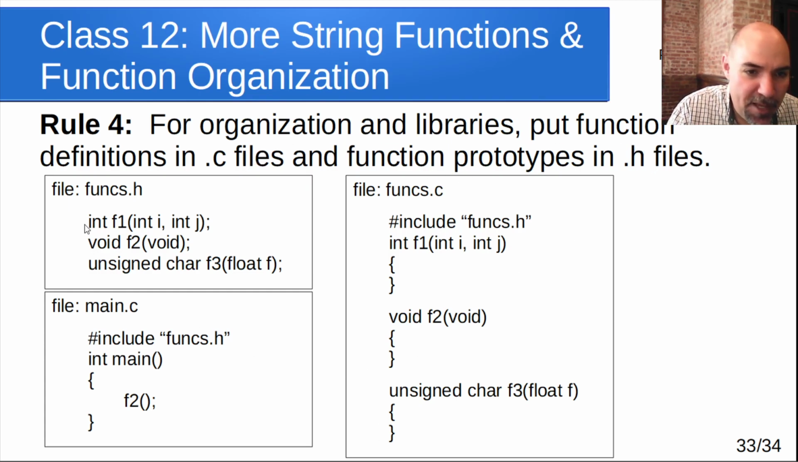And so here's an example of that. Here's funcs.h, where I define function F, I have the function prototype. Again, it's the same line that would make this up, but with a semicolon at the end.